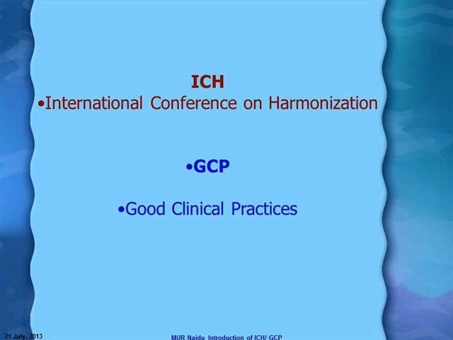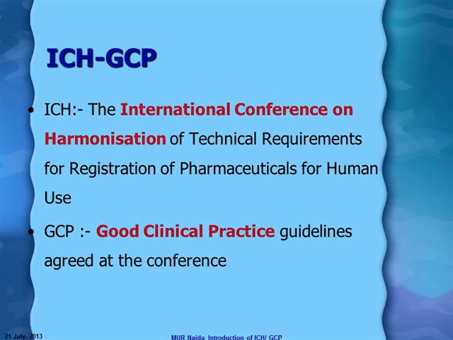The term ICH stands for International Conference on Harmonization, while GCP stands for Good Clinical Practice. The ICH is the International Conference on Harmonization of the technical requirements for the registration of pharmaceuticals for human use, and GCP is the Good Clinical Practice guideline which is agreed at these conferences from time to time.